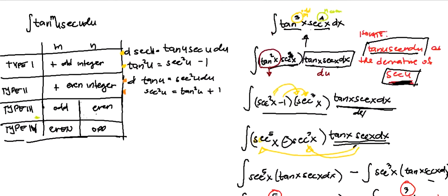We are under type 3, combination of tangent and secant. So our m is 3, which is odd, and our n is 4, which is even. So if we have this type, we can use the technique for type 1 or type 2. On this video, we used first the technique in type 1, wherein we isolate the tangent u secant u du as the derivative of secant.